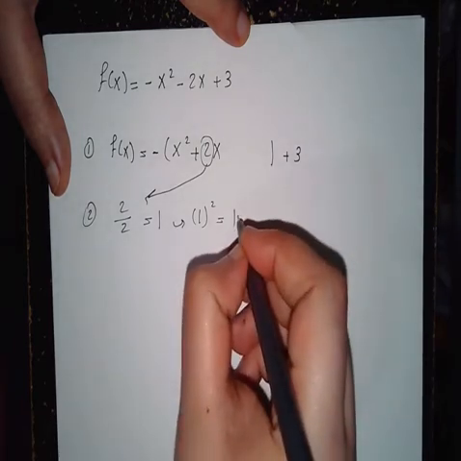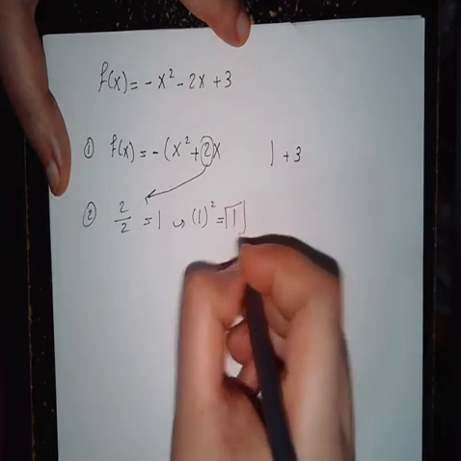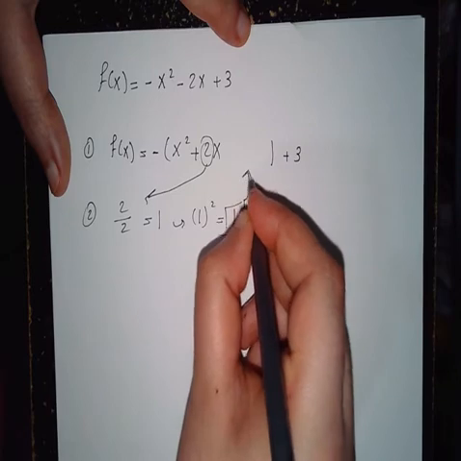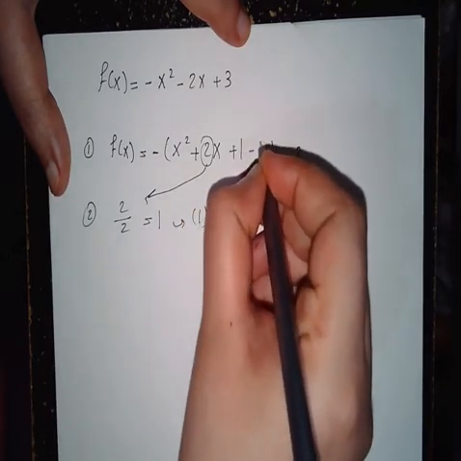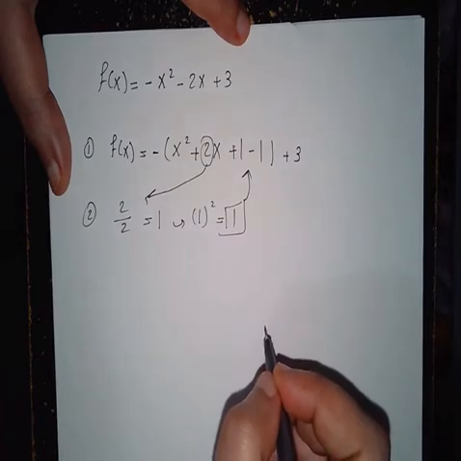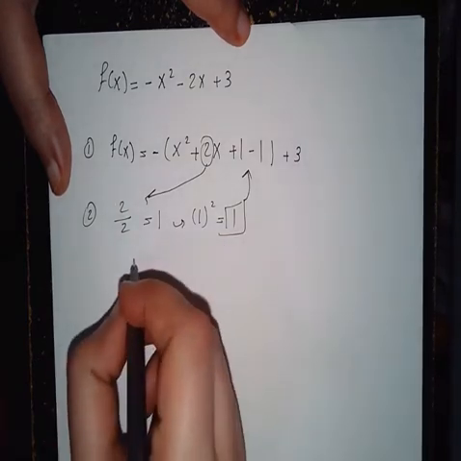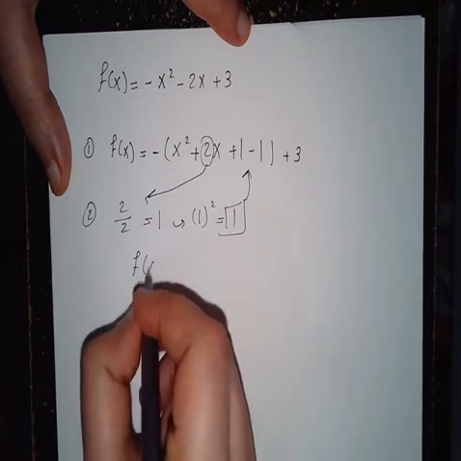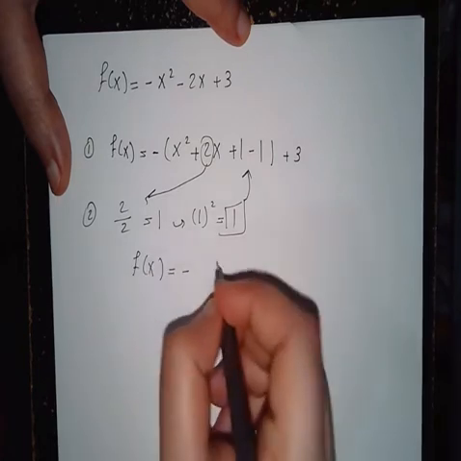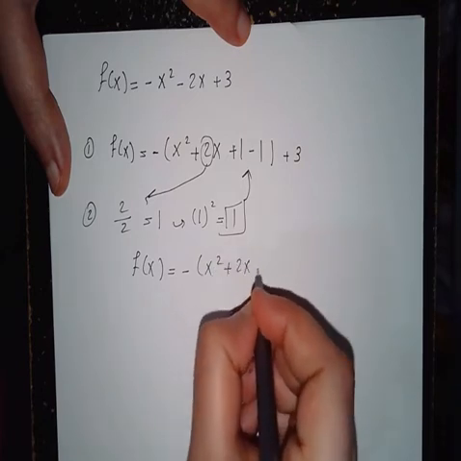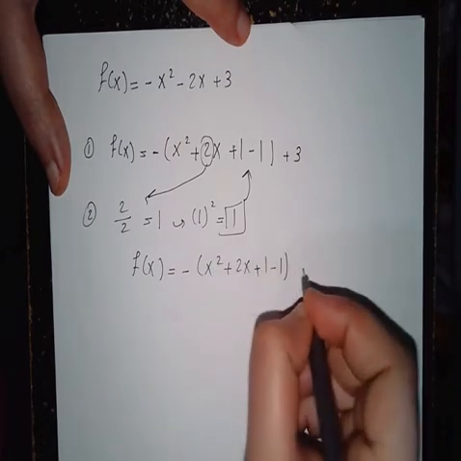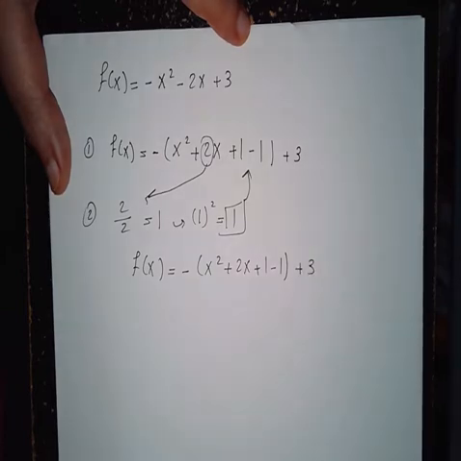Now this one right here, I'm going to insert in here. I'm going to add it, and then I'm going to subtract it to make the total equal 0. So after all of this, the function looks like this. It's negative times x squared plus 2x plus 1 minus 1 plus 3.